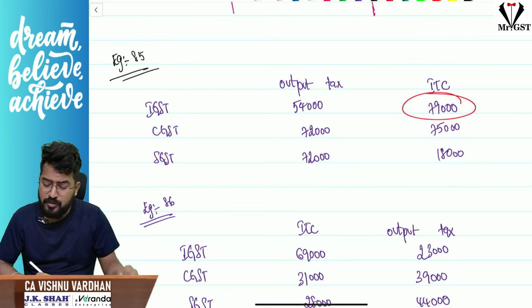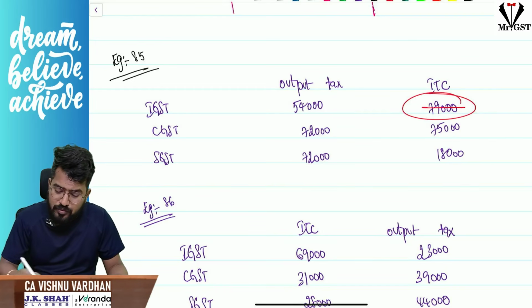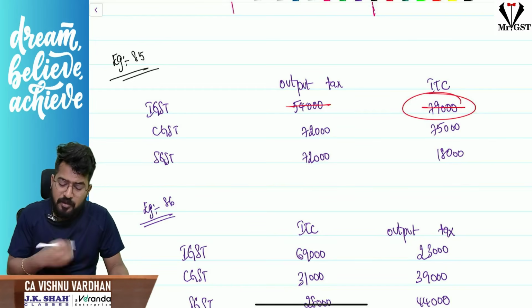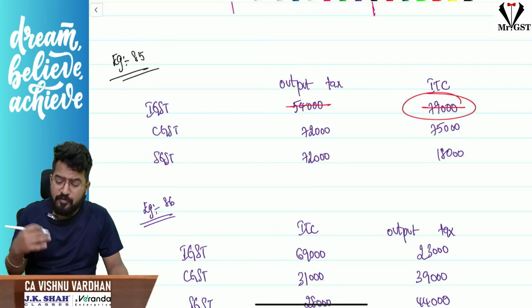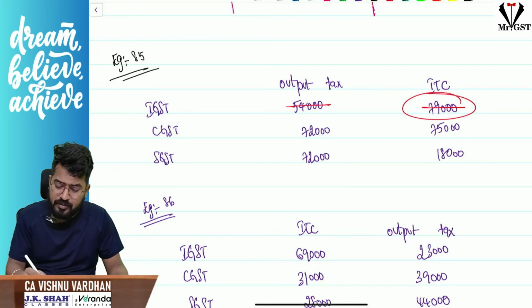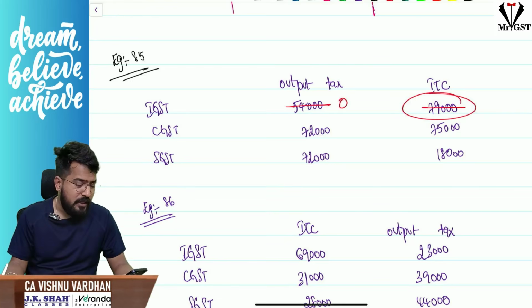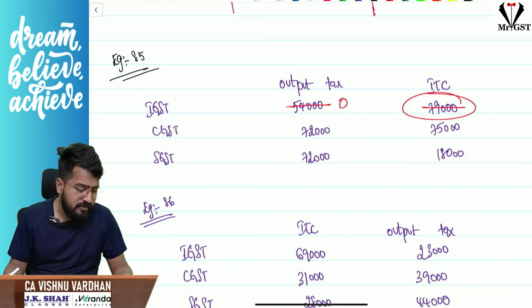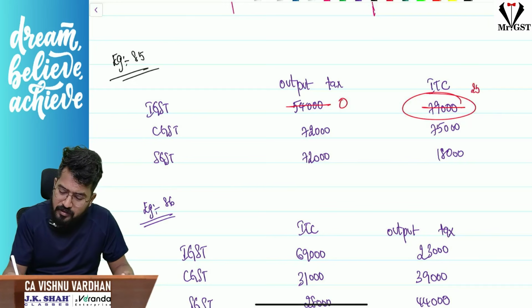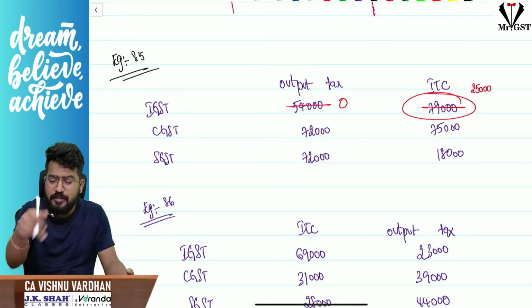IGST ITC balance 0. For making it 0, you should use it for IGST payable. But here IGST payable is just 54,000, but ITC is 79,000. So IGST payable becomes 0. But ITC doesn't become 0. So 79,000 minus 54,000, still it will be 25,000. Your target is to make it 0.